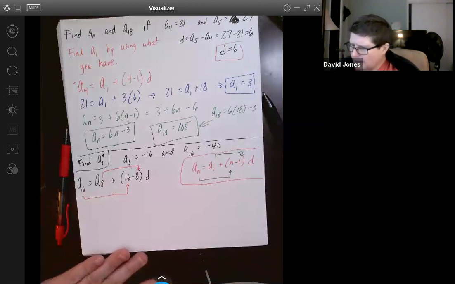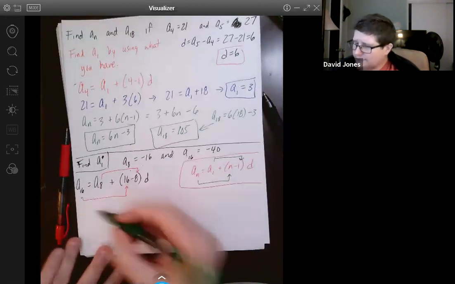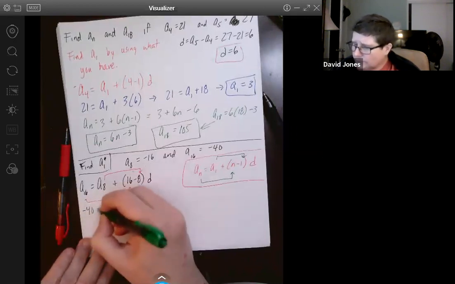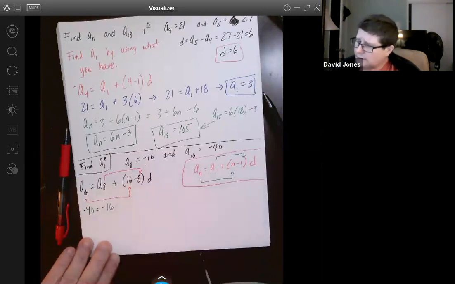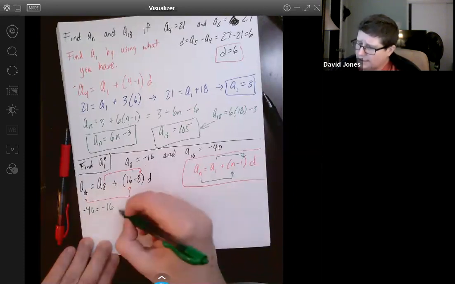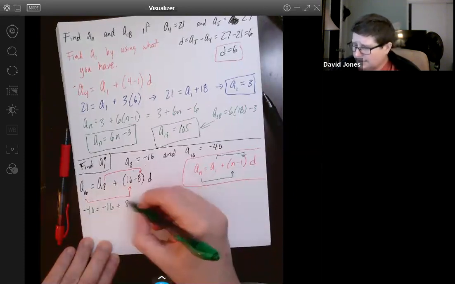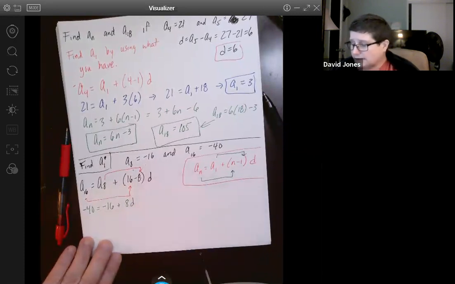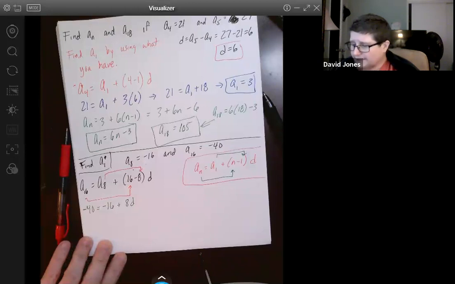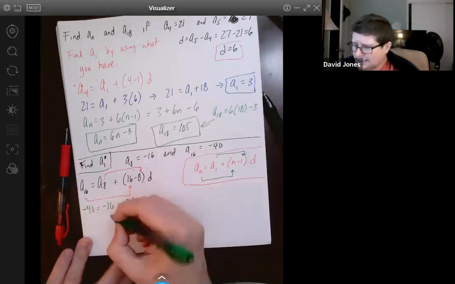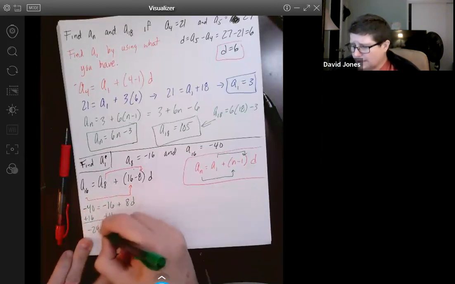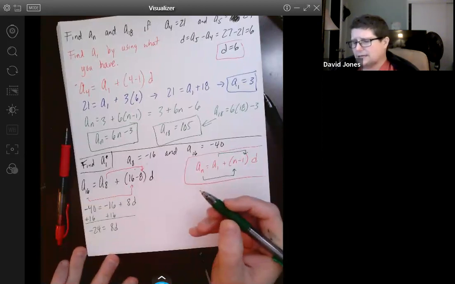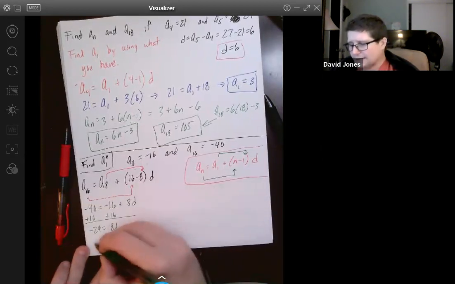Okay. And what do we have here? A sub 16 is negative 40. A sub 8 is negative 16. Plus 16 minus 8 is 8. And we don't know the difference yet, d. And so we can solve for d. I can add 16 to both sides. And I get negative 24 equals 8d. Divide by 8, and I get d equals negative 3.